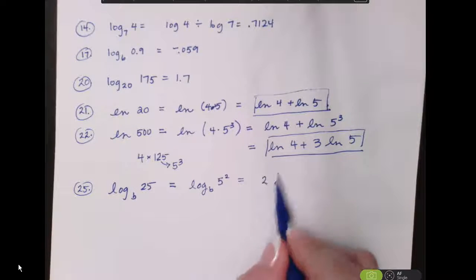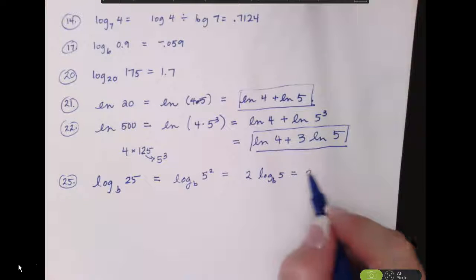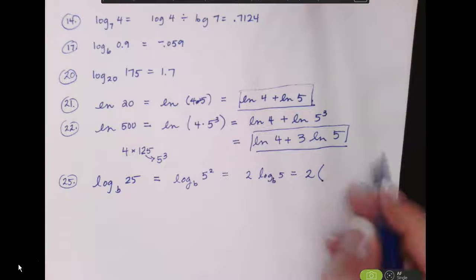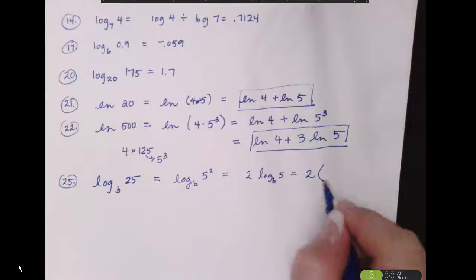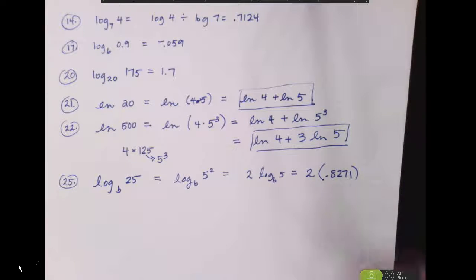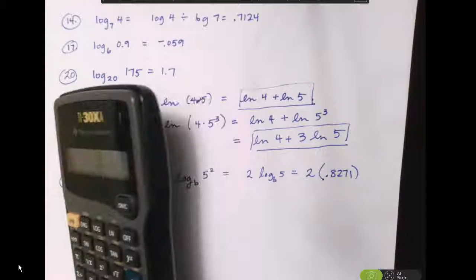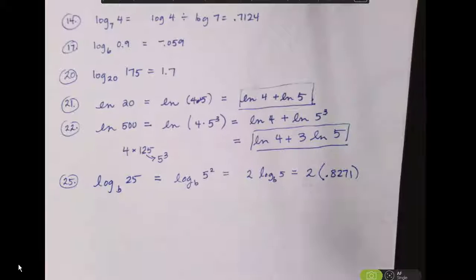So that would be 2 times log base b of 5, and then they told us log base b of 5 is 0.8271. So I just need to multiply 2 times 0.8271 and get 1.6542.